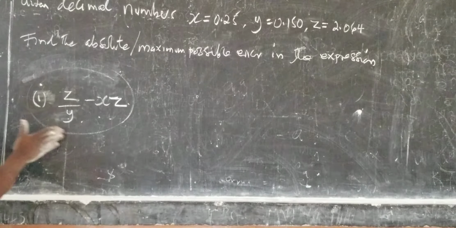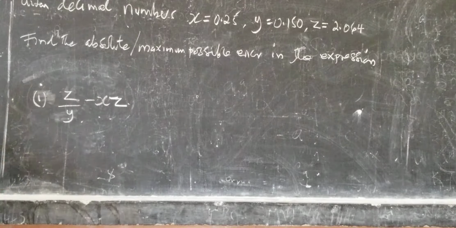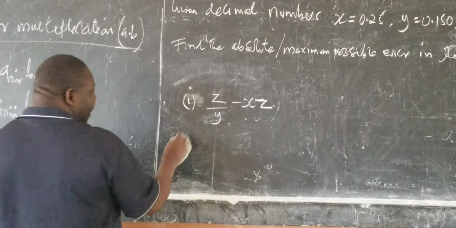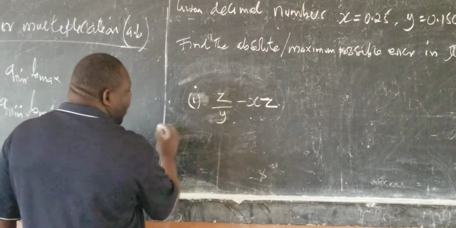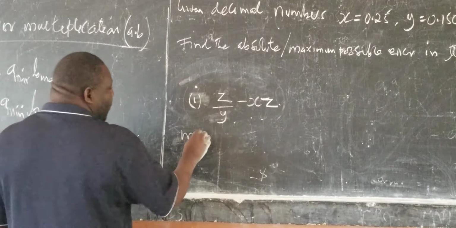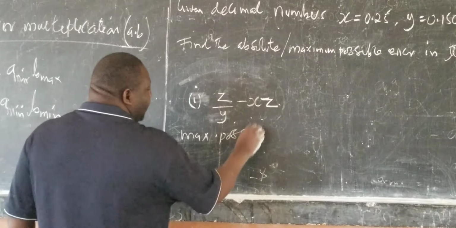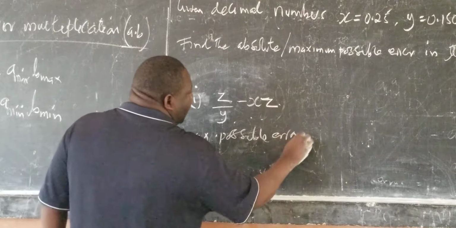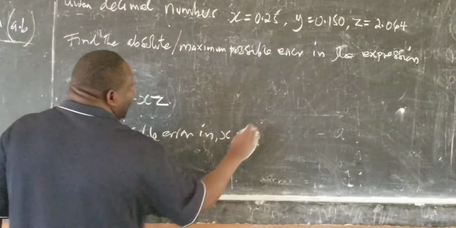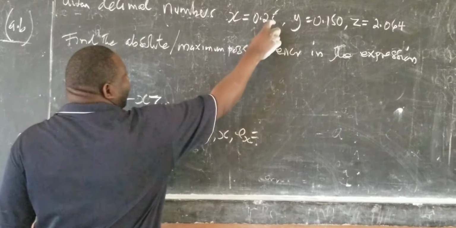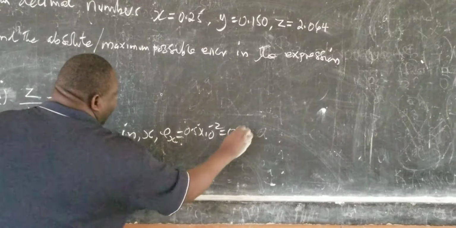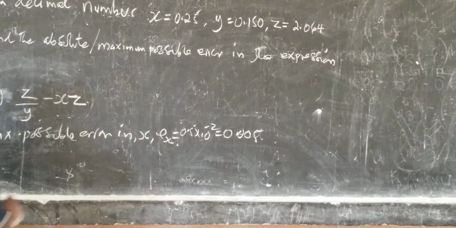So what we do before we commence getting the absolute error, first of all, we get the maximum possible errors in those numbers. The maximum possible error in x, we call it ex. And x has two decimal places, 1, 2, so it will be 0.5 times 10 to the negative 2, which is 0.005. That is the maximum possible error.